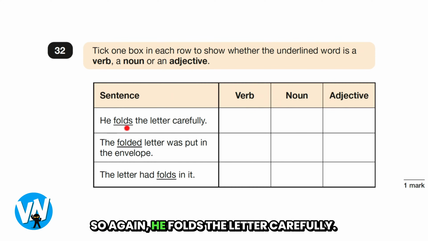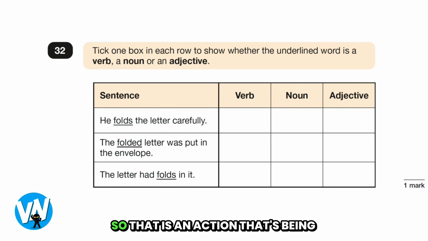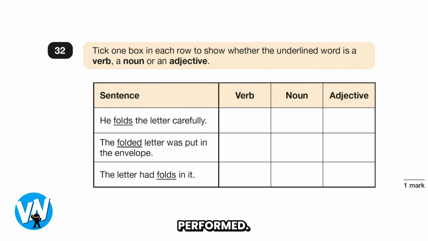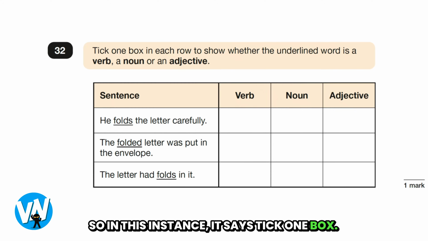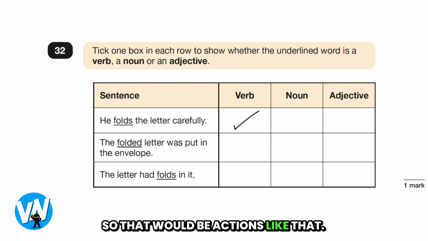So again, he folds the letter carefully. In this instance, folds is being used as a verb. If we think about that word folds, and try to visualize it, he folds the letter, that is an action that's being performed. In this instance, it says tick one box. So that would be actions like that.